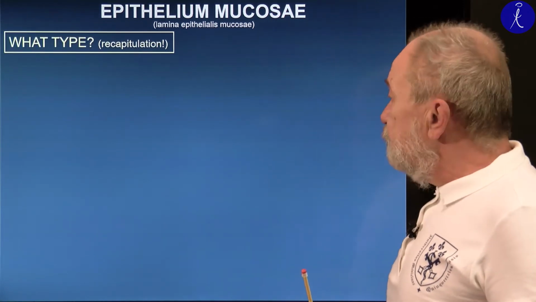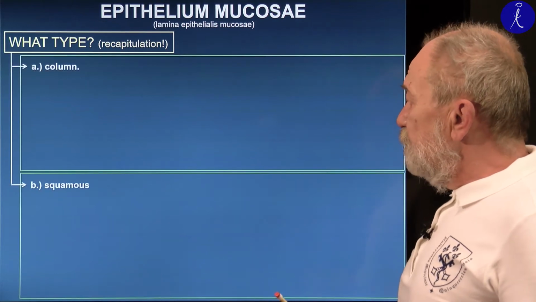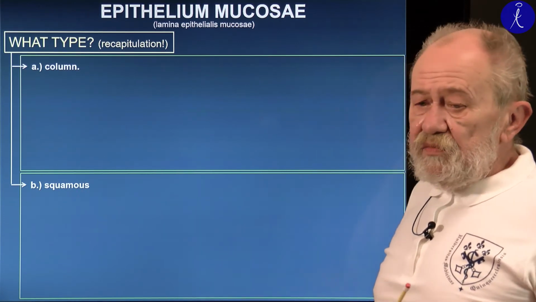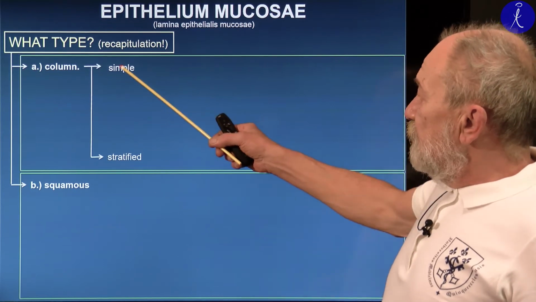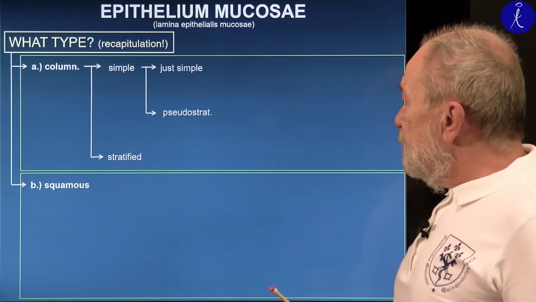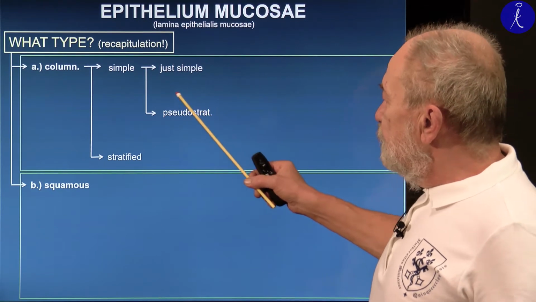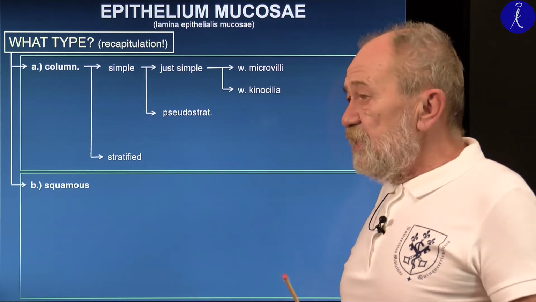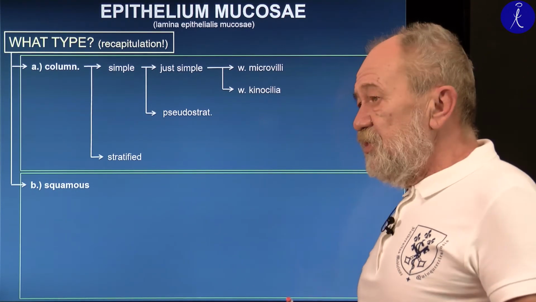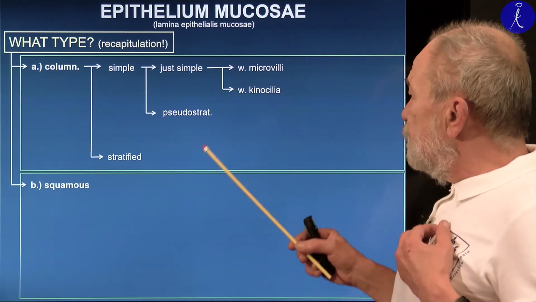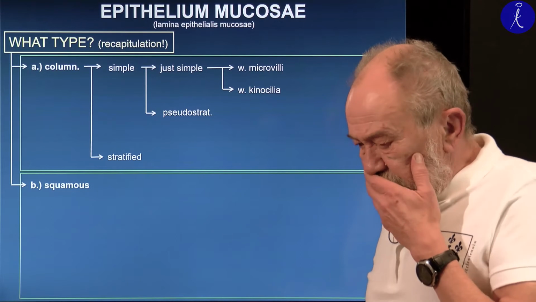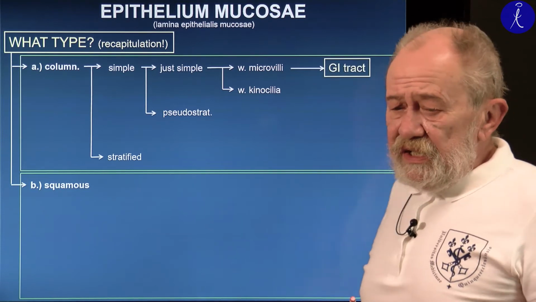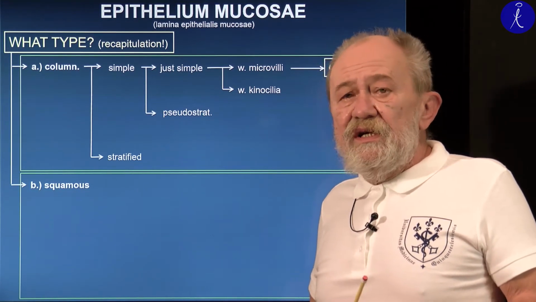The question is what type this epithelium belongs to. In this semester, columnar or squamous epithelium are the two possibilities. The columnar could be simple or stratified, and if it's simple, it could be just simple or simple but pseudostratified, as you know. The question you should ask now is what the surface specializations on top of the cell are: either microvilli or kinocilia, and that determines the group of organs where the slide could be from.